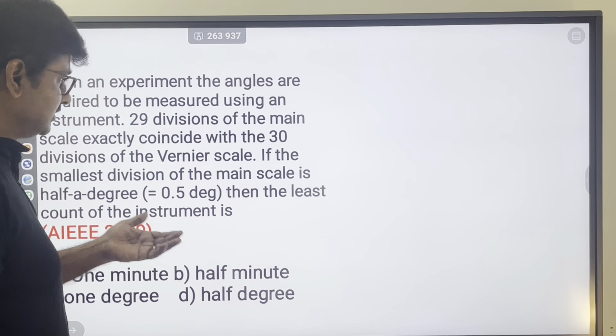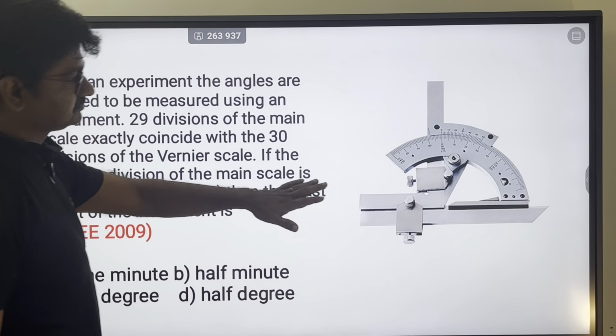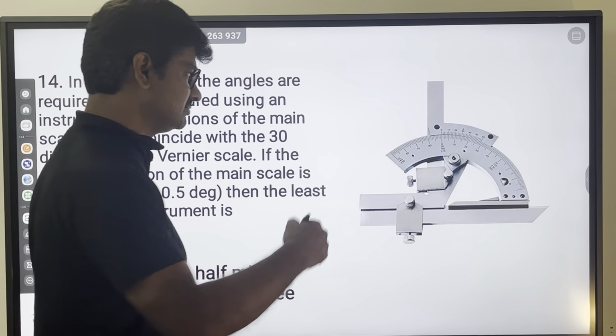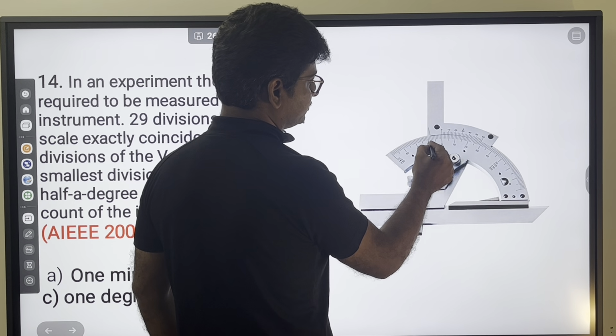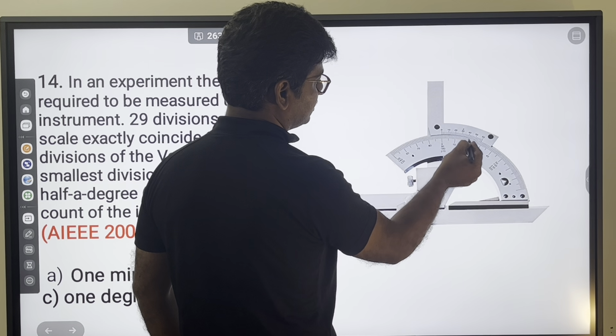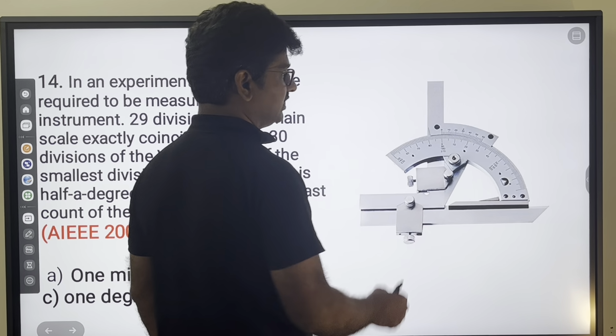We can use a vernier scale also to measure angles; it is built separately like this. I'll show you. Whatever the linear scale you're having, similarly you have an angular scale, and to measure angles, you see here the number of divisions on the main scale are divided into some divisions on the vernier scale.